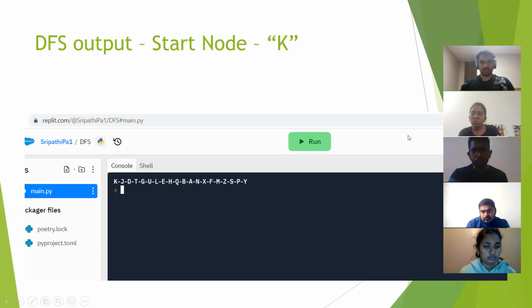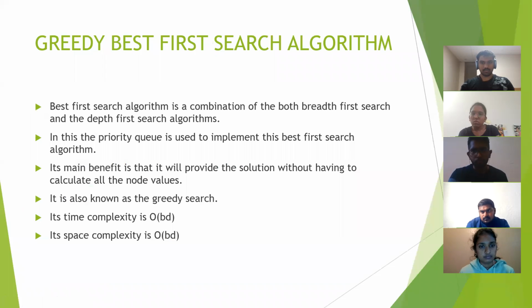The next algorithm will be greedy search, and it will be showcased by Ramya. Thank you, Pawan. Coming to my slides, I'm going to discuss the greedy best first search algorithm. This is one of the best first search algorithms, as it is a combination of both BFS and DFS. Mainly a priority queue is used to implement this, and it is also known as greedy search.